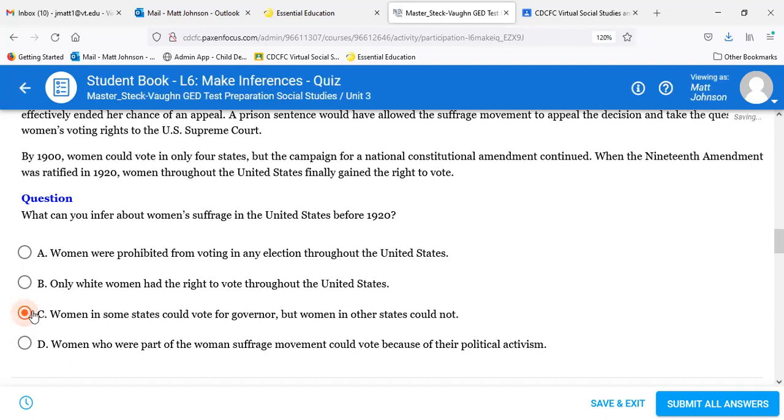So women in some states earlier on could vote, and they could vote in state elections, but it wasn't across the board. A while back, we had a chart or a table that showed some of the states that had women's suffrage, right? I think Utah was one of the first ones, and there were several others that had adopted it before it became national and federal. So C as in cat. There were some women in some states that could vote where others could not.